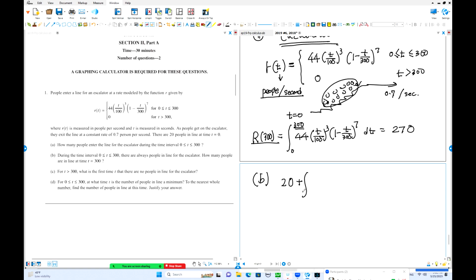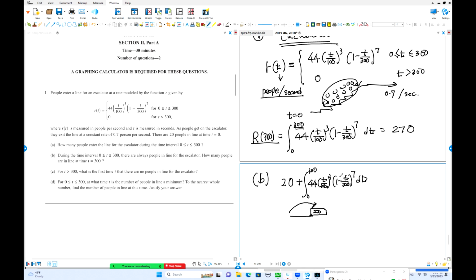How many coming in there? How many coming in? From 300 over here, okay? RT, it's okay? 44 times T over 100. Same as this, okay? Cube minus 1 over T over 300, 7 dt, right? That is coming in there. From here, we already have 20 over here.